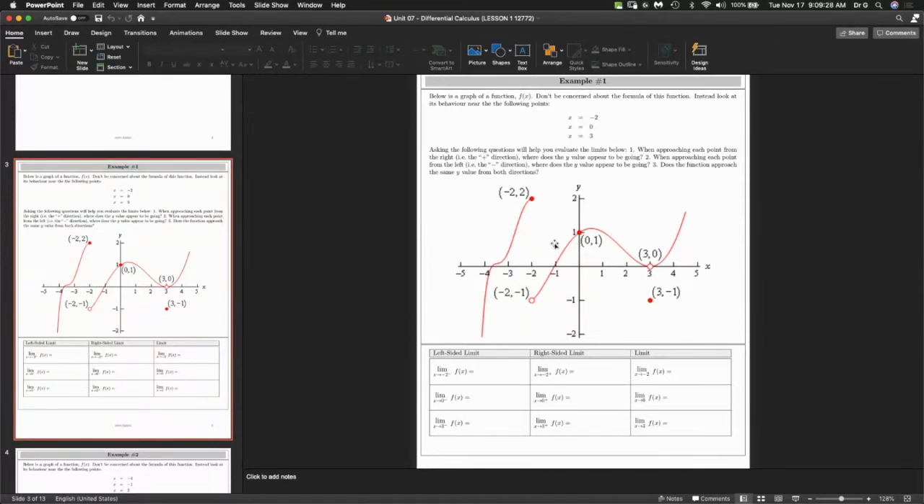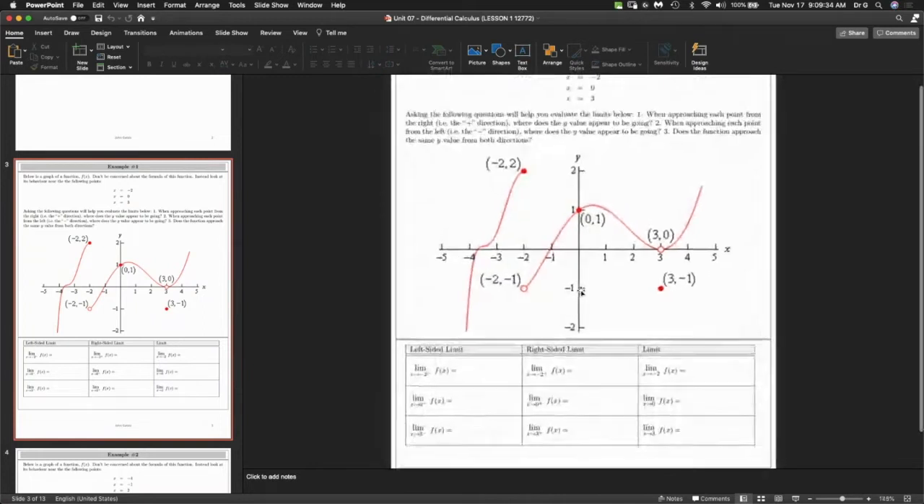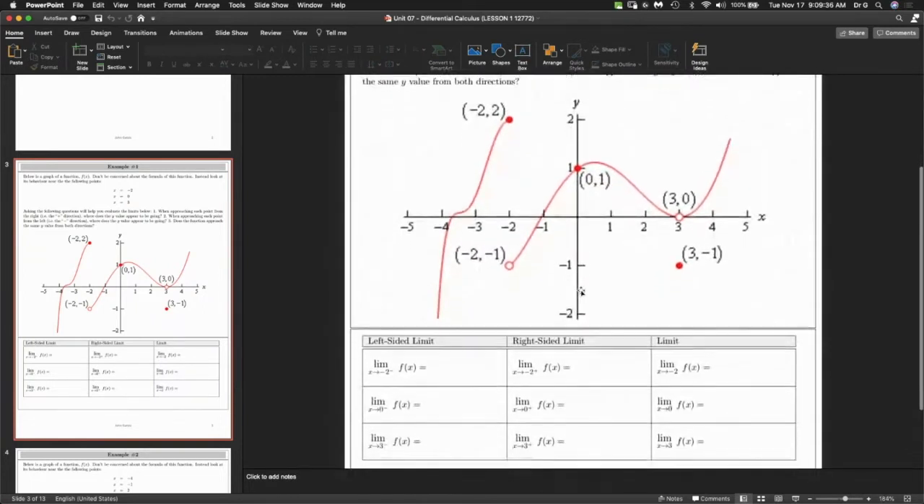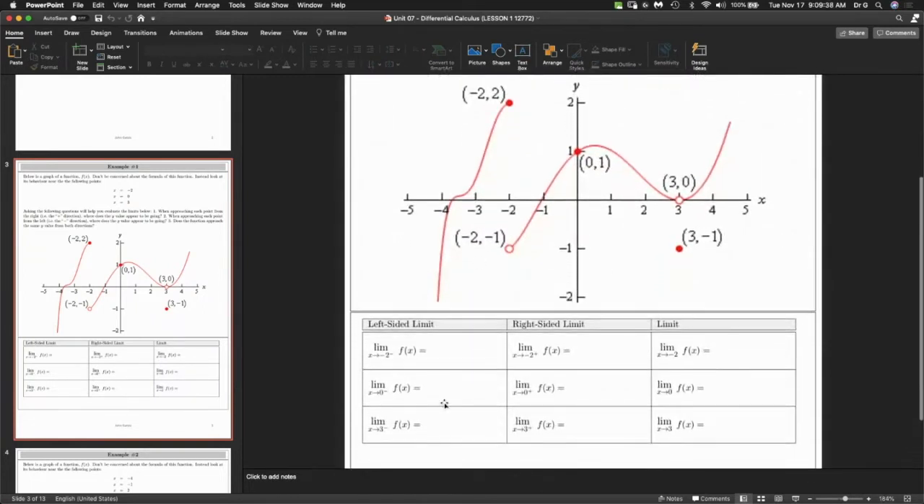So what's going on here? Well, if you look at the bottom of this page here, I'm gonna just give you the picture. All you need really is the picture and this table. So if you look here, you'll see it says lim. Let me use my stylus actually.